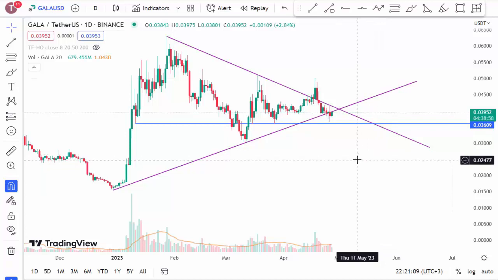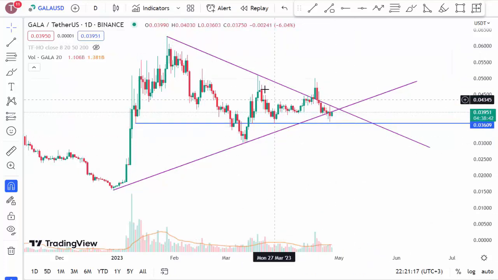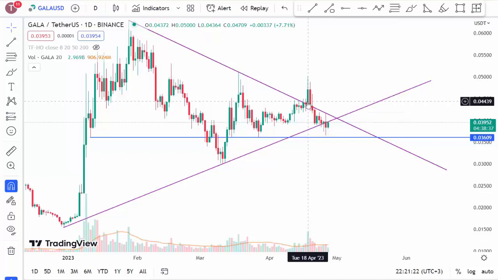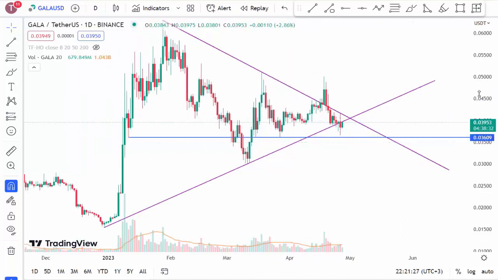Today, we will be doing a technical analysis of GALA coin. Firstly, we can see both a rising and falling trend line here, which creates a triangle formation. We can say that the triangle formation made a fake upward breakout in this area and continued with a downward breakout.